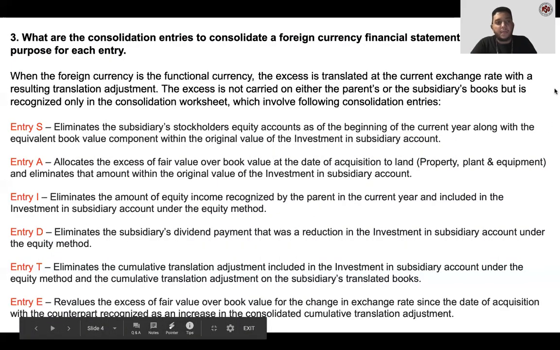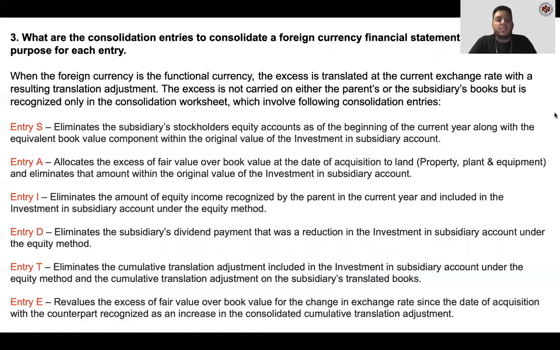Question 3. When the foreign currency is the functional currency, the excess is translated at the current exchange rate with the resulting translation adjustment. The excess is not carried on either the parent's or the subsidiary's books, but is recognized only in the consolidation worksheet, which involves the following consolidation entries.